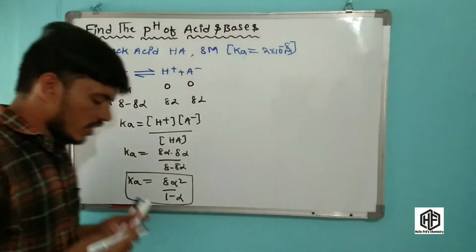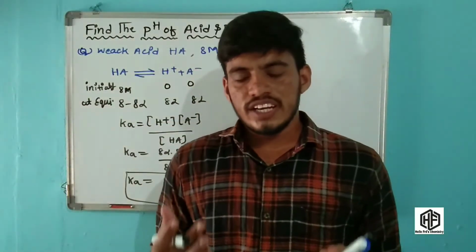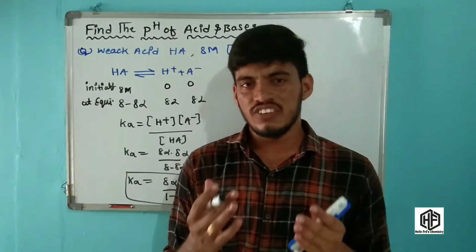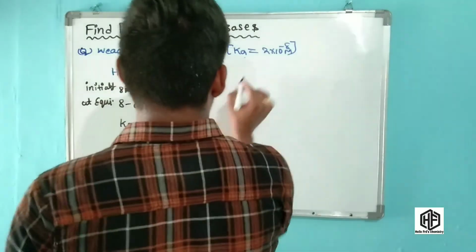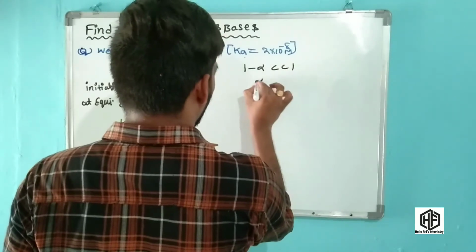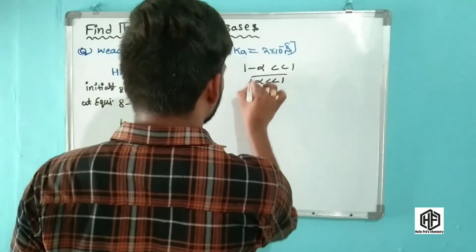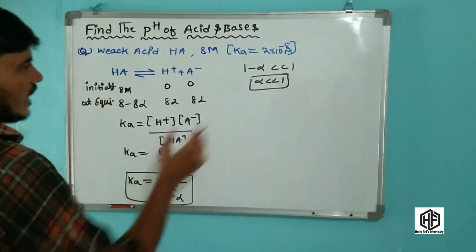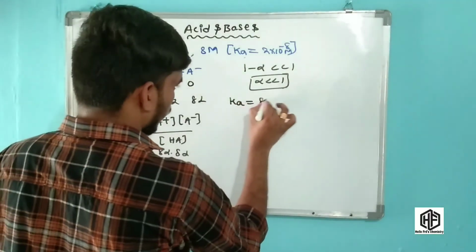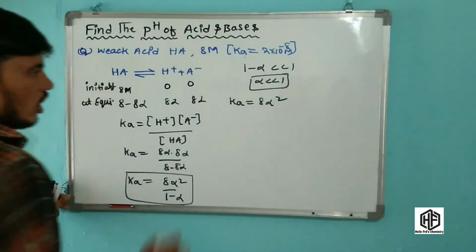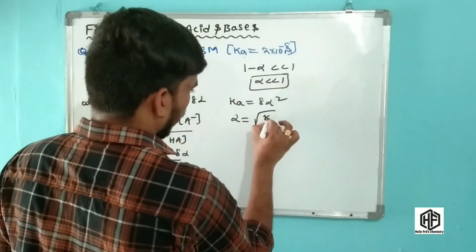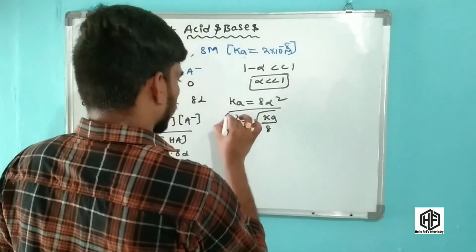Friends, you know that in a weak electrolyte, according to Ostwald dilution law, the degree of dissociation is very small. Now 1 minus alpha is nearly equal to 1. This is the degree of dissociation of a weak electrolyte according to Ostwald dilution law. Now Ka value is 8 alpha square. Now alpha is equal to root over Ka by 8.